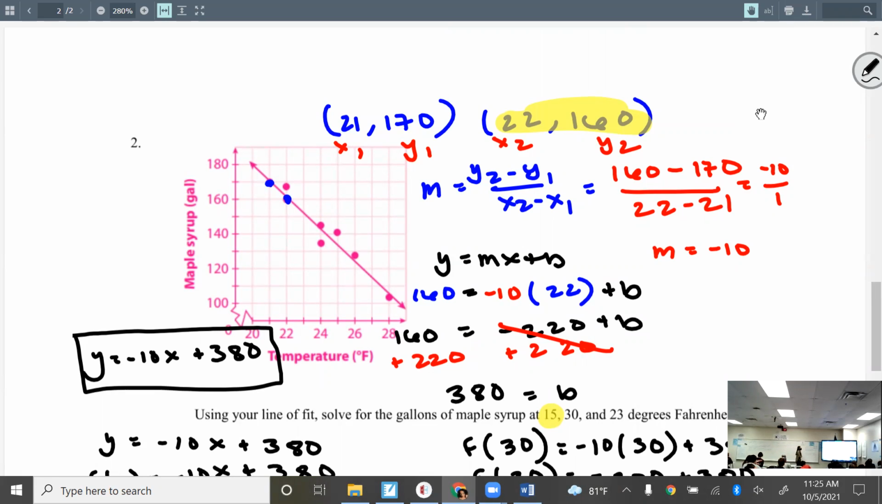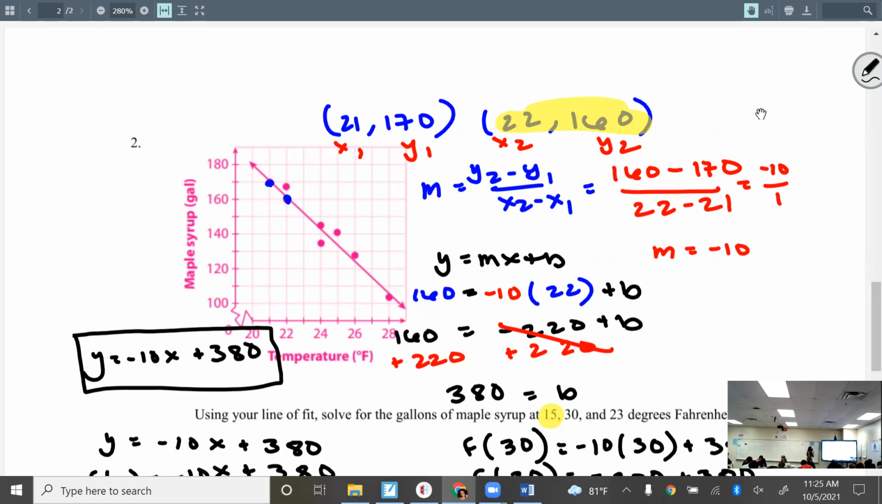All right, so the points I used were 21, 170, and 22, 160, which I think also happen to match some of the points from the scatter plot. Do they have to be points from the scatter plot? No, they just happen to line up on that line really nicely, and I used those ones.